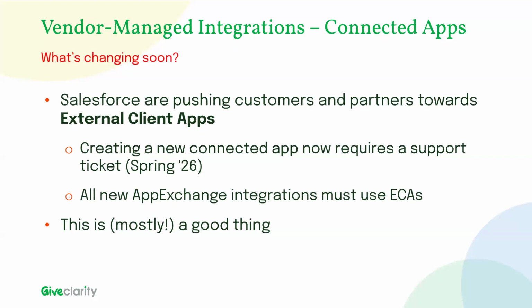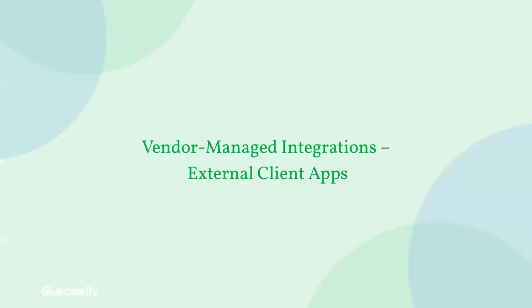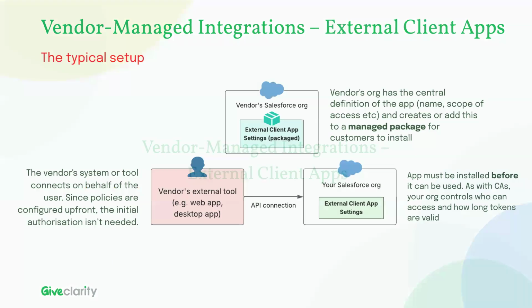With external client apps, you're configuring the access, and then the system can't access your org until that policy and that access is already set up. So they are better, but they're just a little bit different, and it is worth getting your head around what those differences are. Okay, so the next flavor of the vendor managed integrations is how this should be done with external client apps.